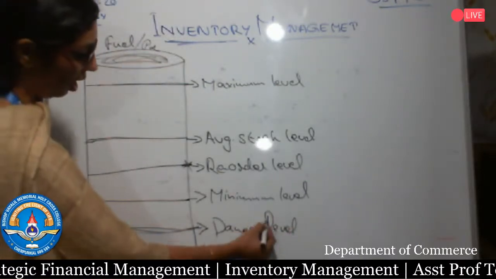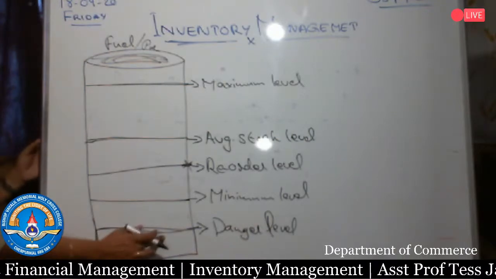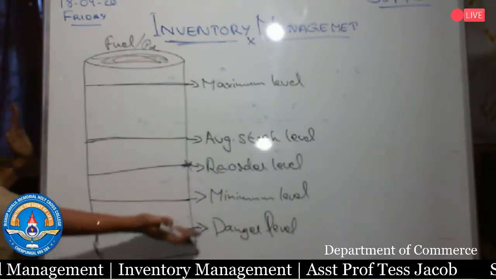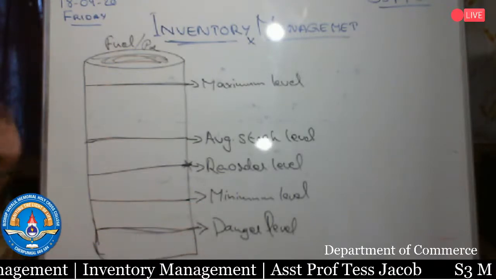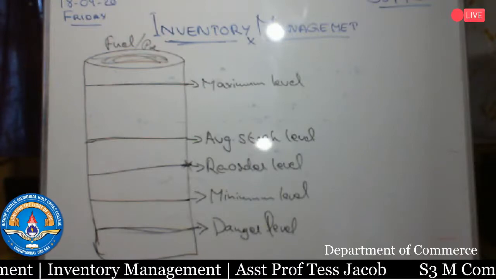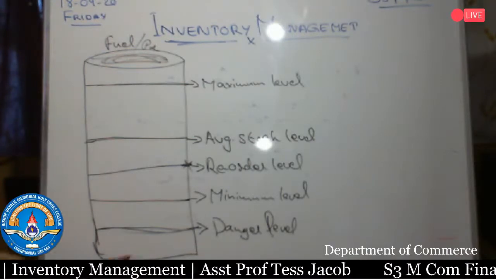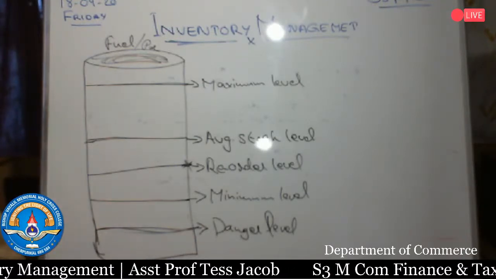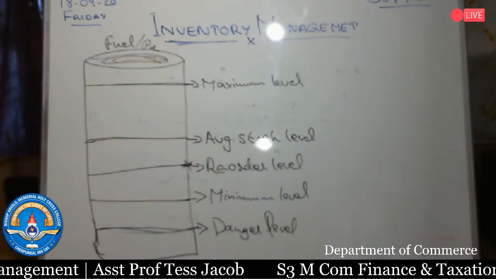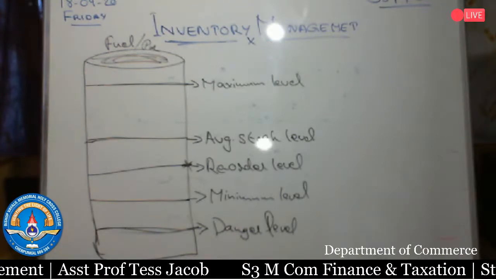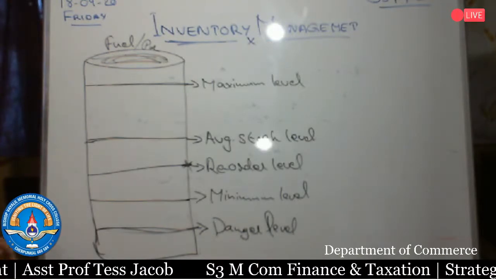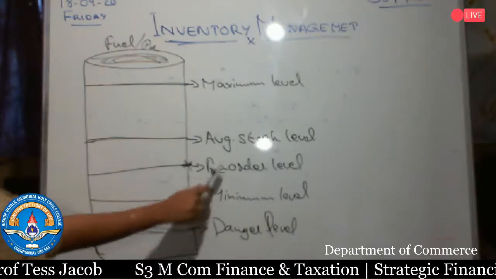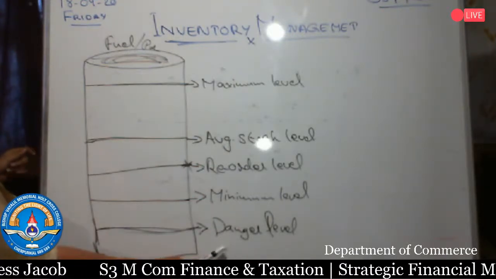So we already said that danger level is the most dangerous situation, because the inventory quantity goes below the minimum level. The inventory quantity has already gone beyond the minimum level. If the fuel reaches this level in this barrel, the company should make an emergency purchase order. So these are the different barrel levels: maximum stock level, minimum stock level, average stock level, reorder level and danger level.